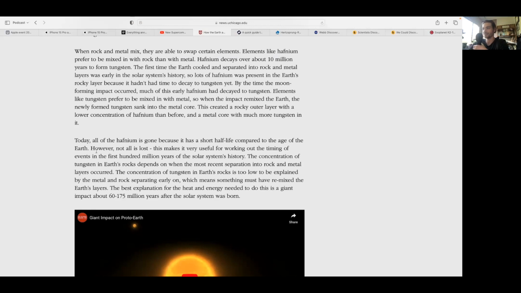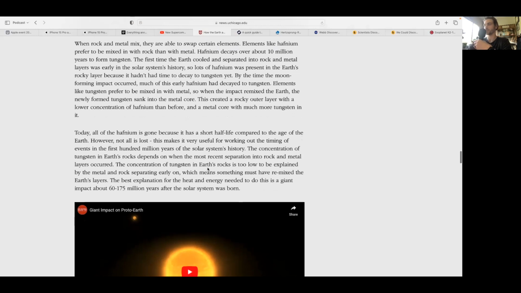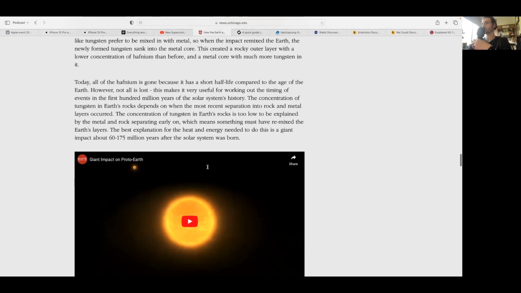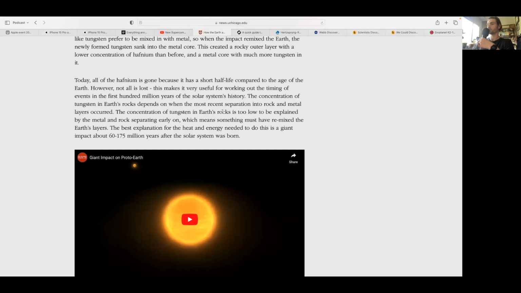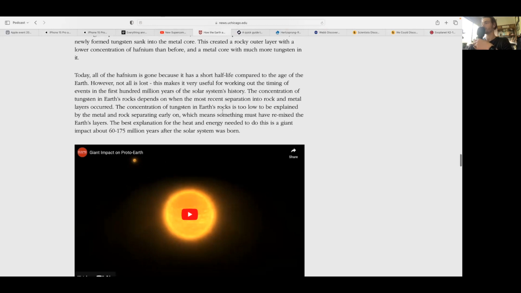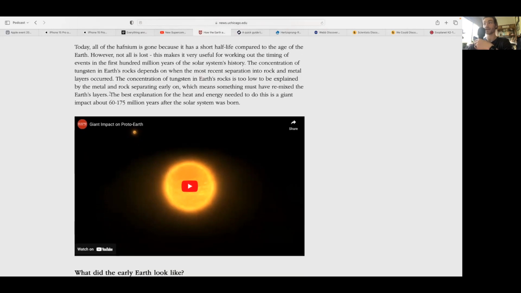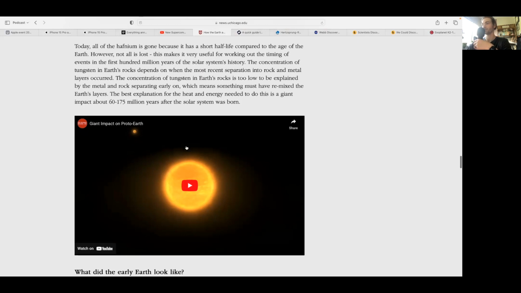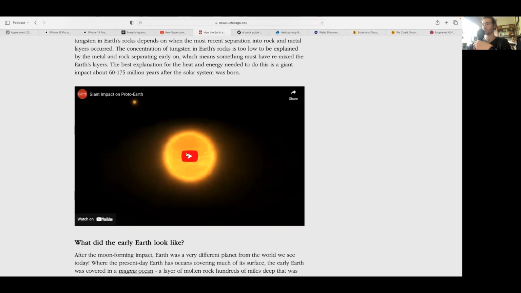However, not all is lost. This makes it very useful for working out the timing of the events in the first 100 million years of the solar system's history. The concentration of tungsten in Earth's rocks depends on when the most recent separation into rock and metal layers occurred. The concentration of tungsten in Earth's rocks is too low to be explained by the metal and rock separating early on, which means something must have remixed the Earth's layers. The best explanation for the heat and energy needed to do this is a giant impact about 60 to 175 million years after the solar system was born.